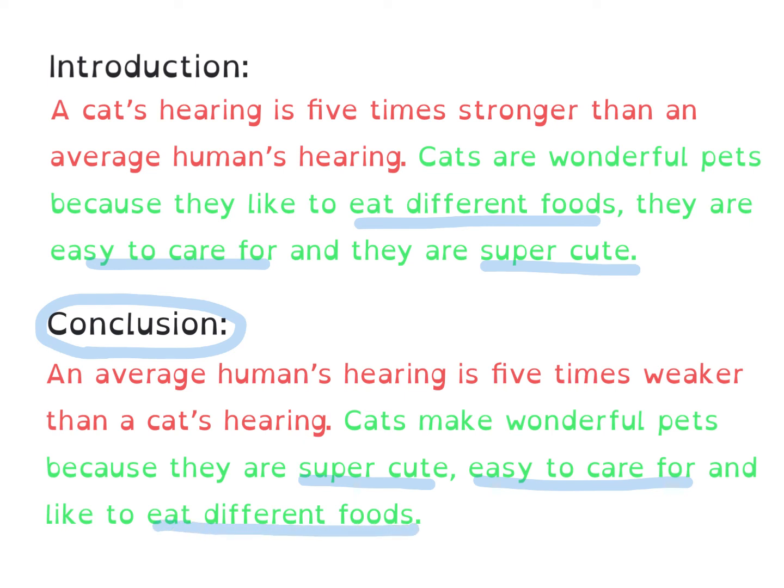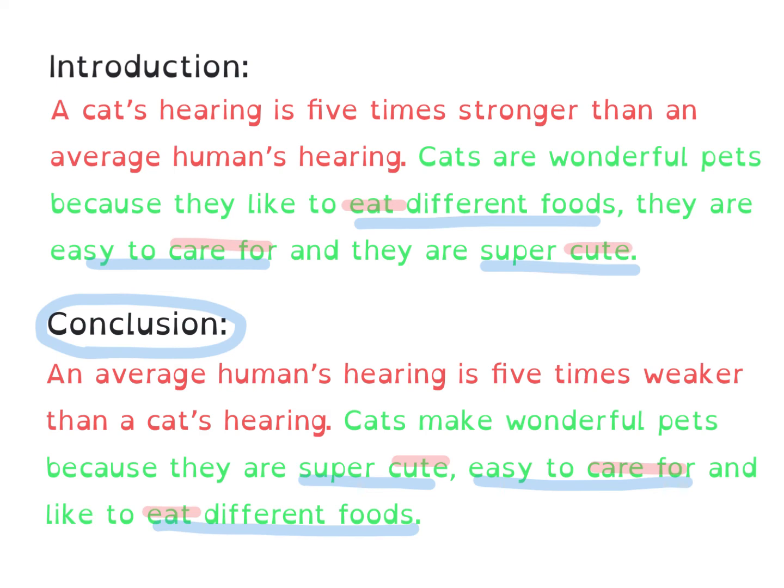So you'll notice that in the conclusion, we have the same 3 main ideas as our introduction because that is what our essay was about, but we just ordered them differently. In the introduction, we had eat, care for, and cute. In the conclusion, we had cute, care for, and eat. The same information, just written in a different way.